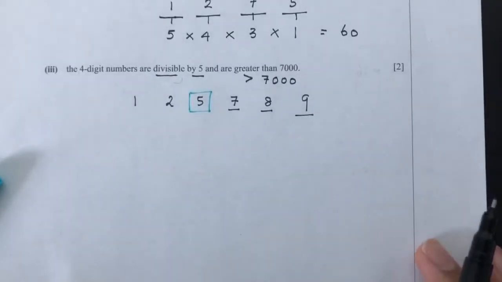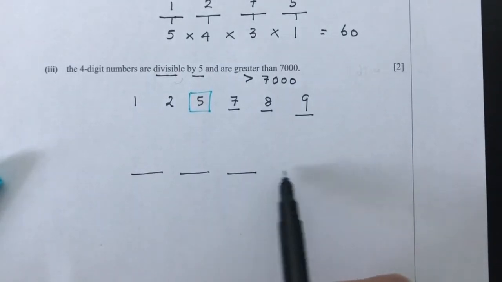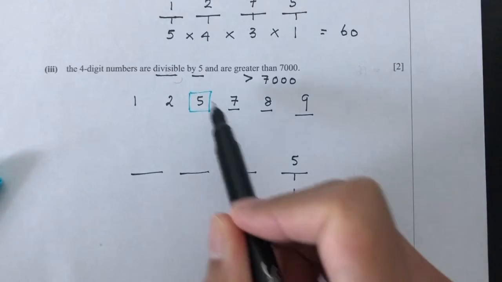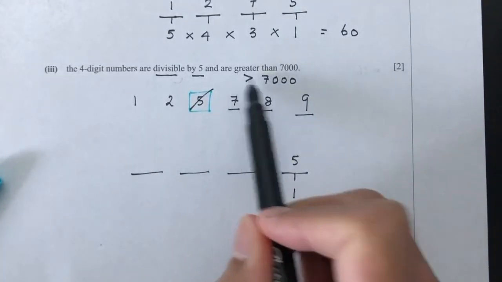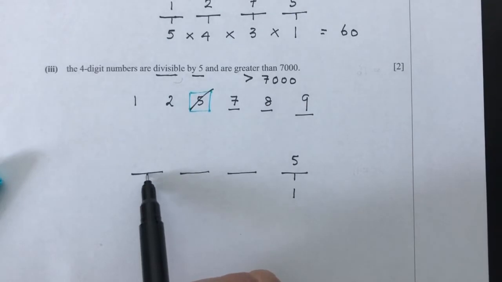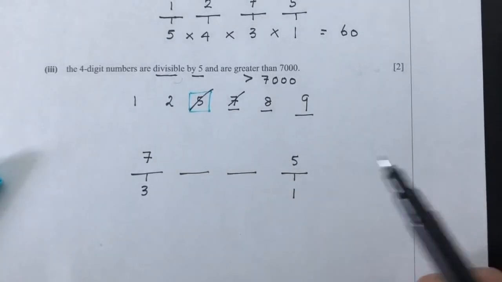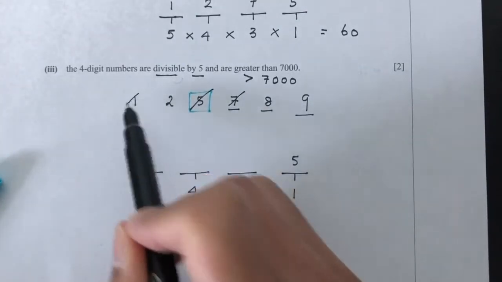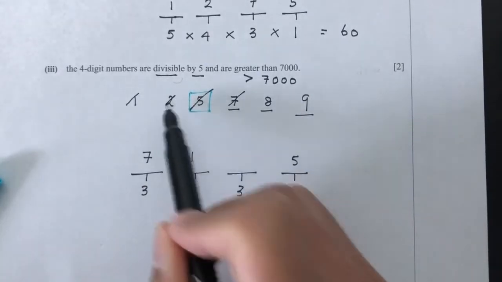Right. So same steps, write down your 4 spaces for your 4-digit number, right? So we have only one way of ending, which is 5, right? That will go away. And we have 3 ways of beginning for it to be more than 7,000. So 3 ways. Let's say we choose 7. And for the rest, it can be anything. So we have 1, 2, 3, 4 options. Let's say we choose 1. And then we have 3 options. Let's say we choose 2.